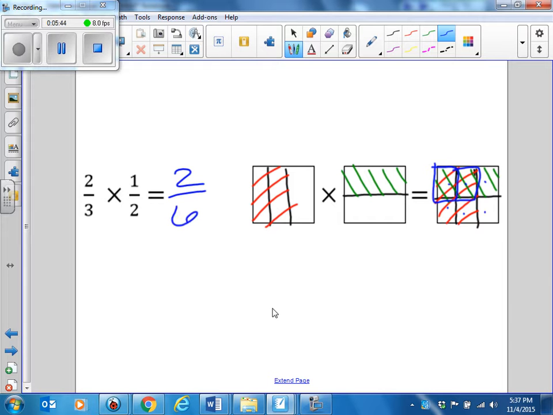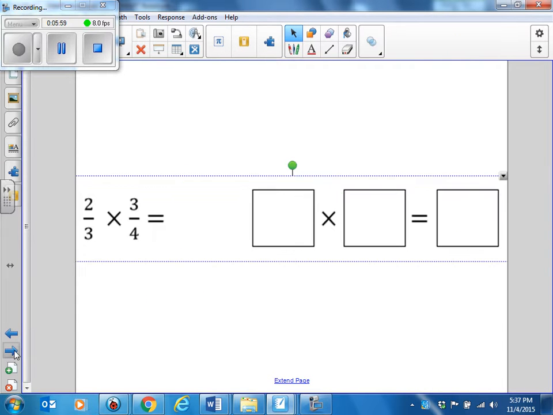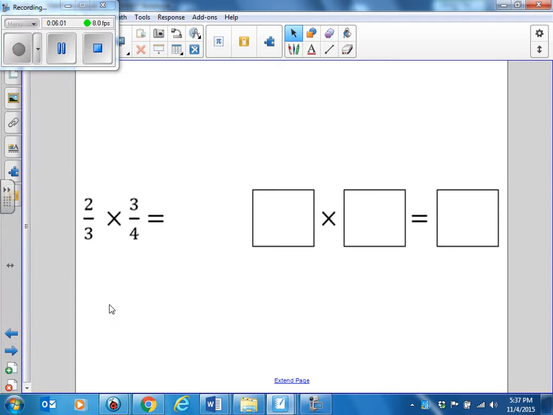Now you notice this says 2/6. Even though we're multiplying fractions with models, we still have to simplify. So this would become 1/3. All right, go ahead and pause the video here if you need to. All right, let's go ahead and look at this one.